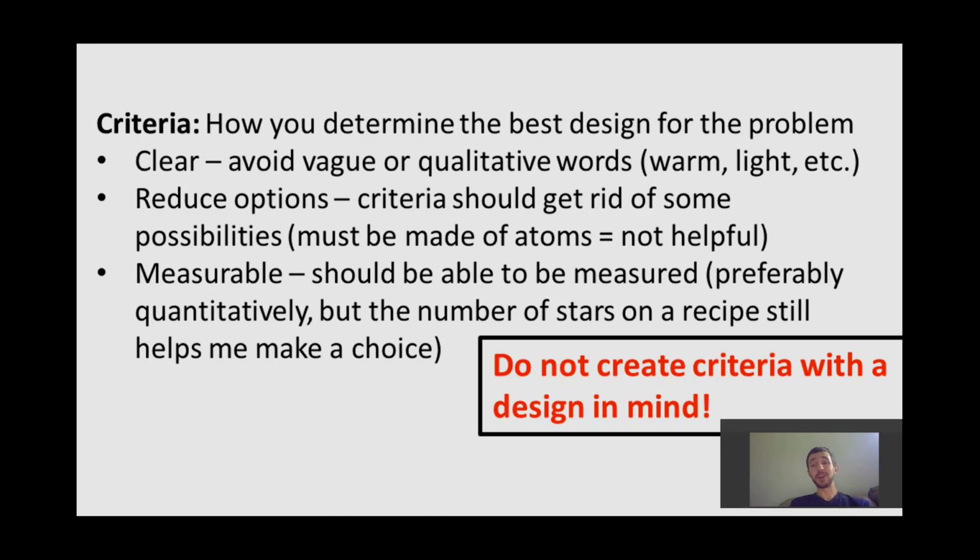You choose the one with the better ratings. And that's still qualitative, but there've been enough ratings that you get an idea that the general person would probably think this is a good recipe. Also, don't create criteria with a design in mind, like, oh, I've got this cool design, what would make it pass? That's a bad idea. You don't want to do that. Create your criteria without thinking about what you're going to do to solve it.